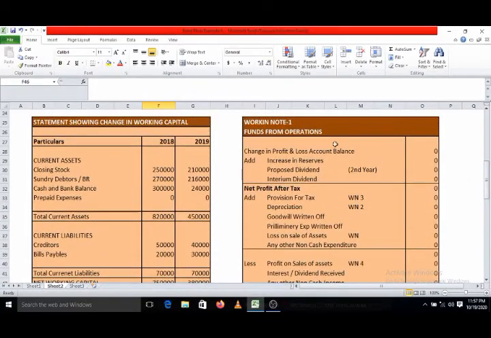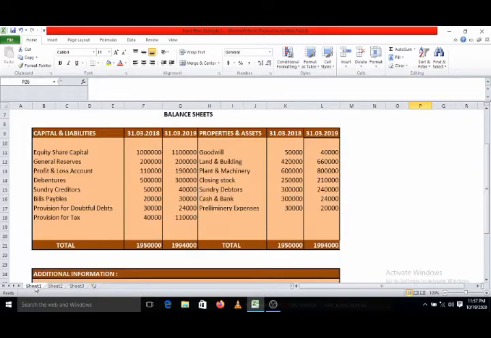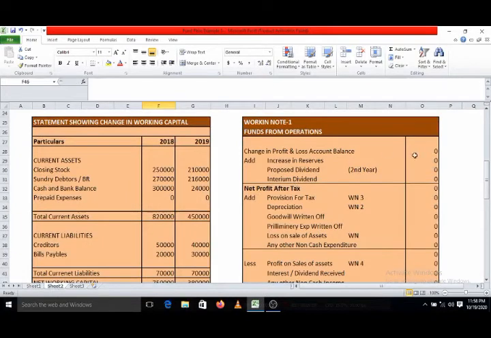Now come to our working note number 1. Funds from operations. We have to start with the change in profit and loss account balance. Now you can check out the balance sheet, liability side, profit and loss account balance. First year 1,10,000. Second year 1,90,000. So it means the profit and loss account has increased by rupees 80,000. So change is 80,000. It has increased. Increase means positive change. So positive 80,000. In the last example we have seen it was a negative change because it was decreased.